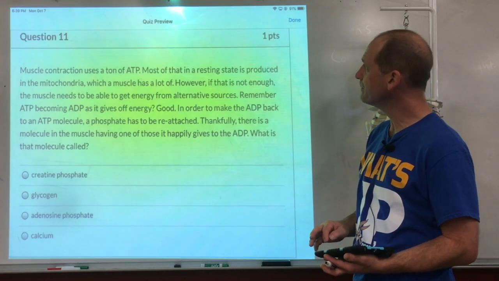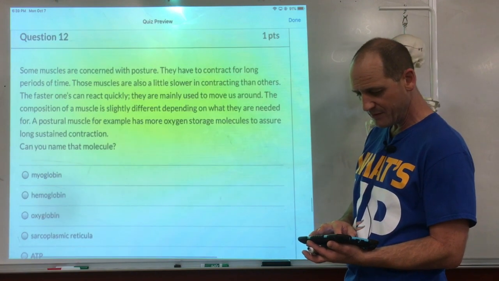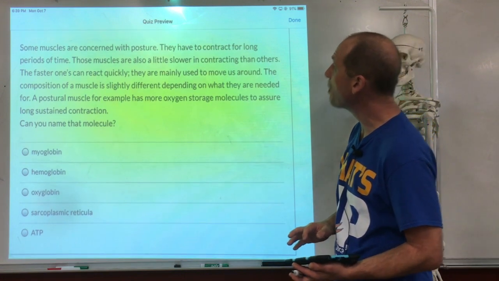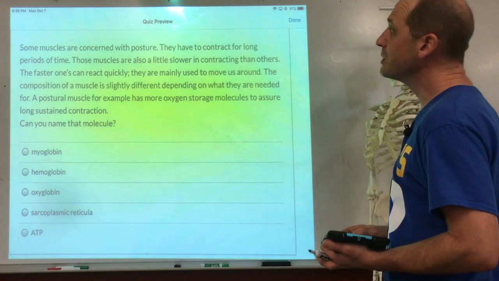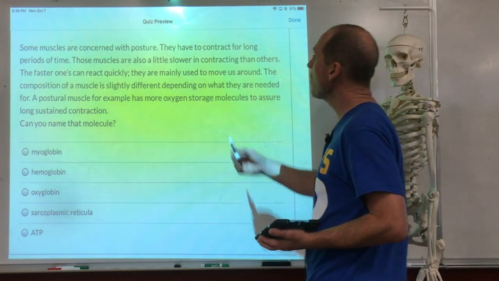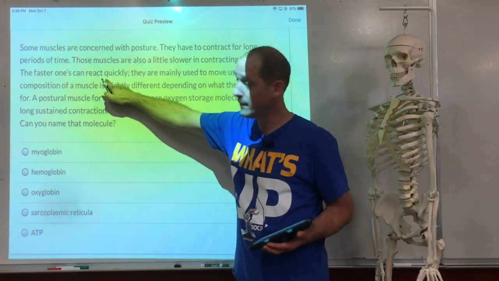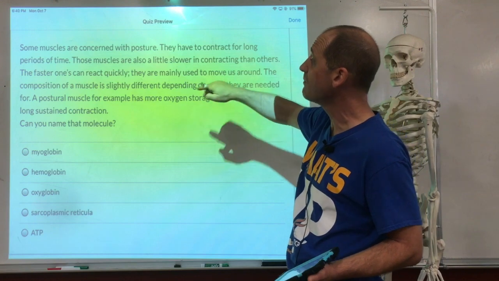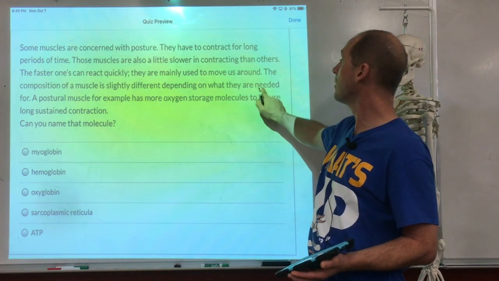Let's see. There we go. Question 11. We got that. 12. How many we got? Some muscles are concerned with posture. They have to contract for long periods of time. Those muscles are also a little slower in contracting than the others. The faster ones are the others. They react quickly when they are used to move us around. Their composition is slightly different depending on what activity is needed.